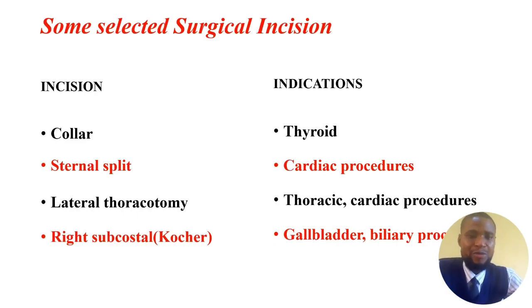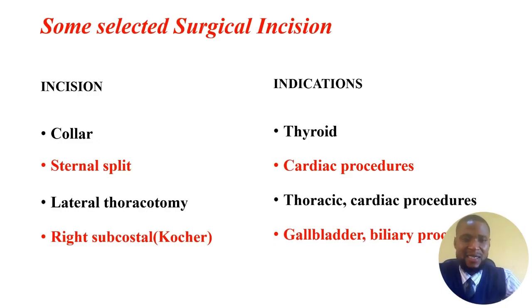Now I'd like to go through a few of them here. Number one is the collar incision. Collar incisions are meant for thyroidectomy, which is removal of the thyroid gland. Any diseased thyroid gland, if you want to remove it, they use a collar incision on the neck.